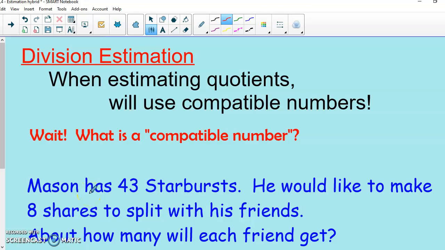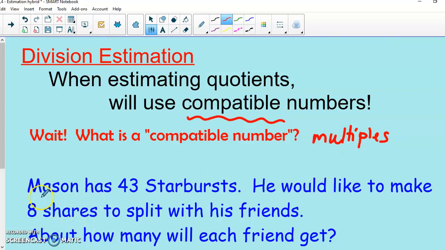All right, so now we're going to get a little bit into estimating quotients, which is estimating the answer to division problems. So when estimating quotients, we will use compatible numbers. That word compatible, what does that mean? That means that they are numbers that we can easily use with division. So they need to be what we call multiples of the number.